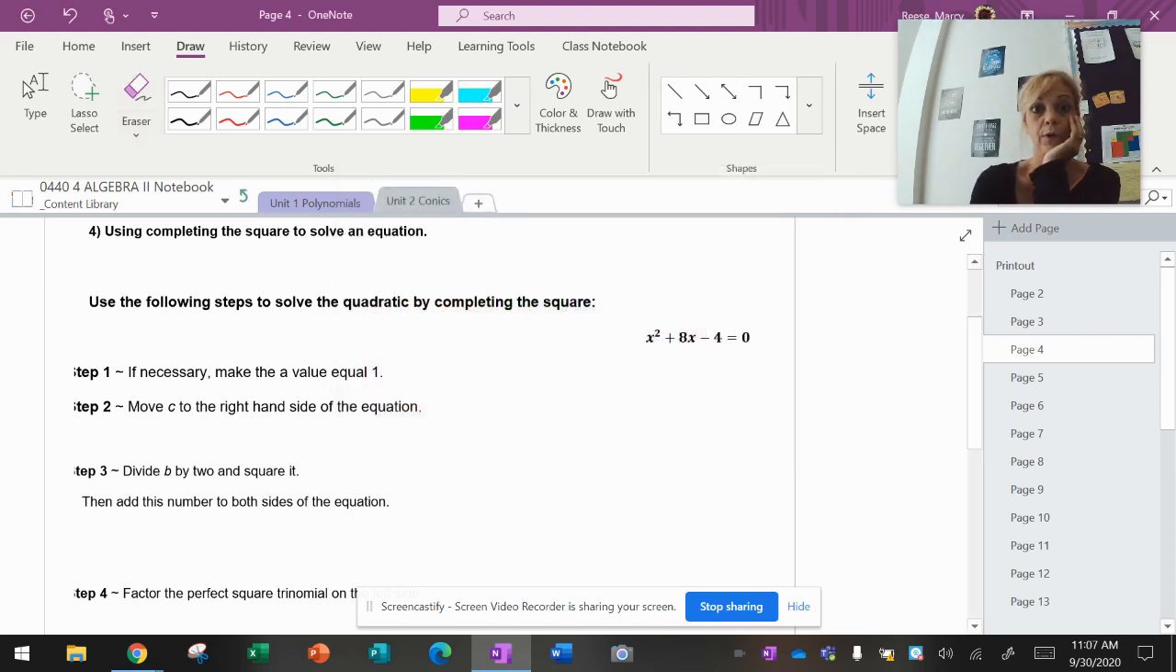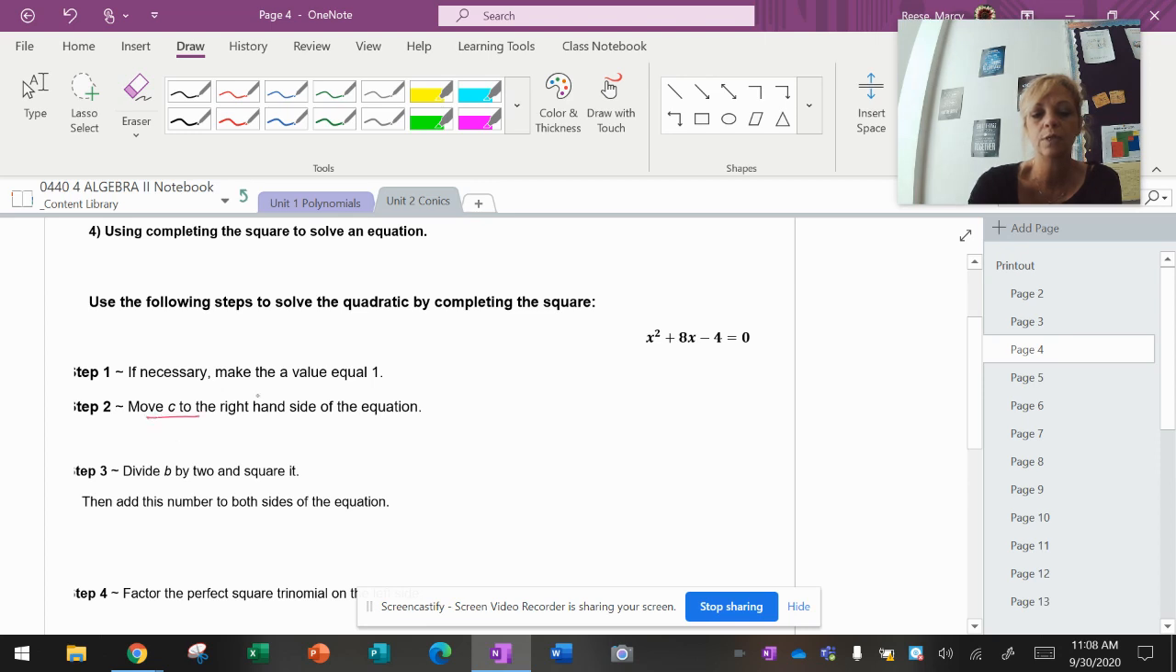All right, so we're going to solve by actually doing completing the square. So it says step 1, if necessary, make the a value equal 1. So okay, I got an a value of 1. I actually didn't throw any of those in for your homework either. I wanted you to just focus on the steps, and I didn't really do step 1 with you, but that is true. You can't do completing the square unless the a value is 1.